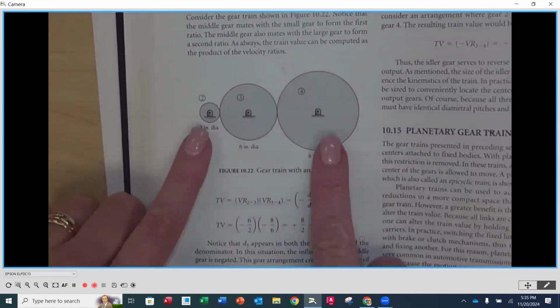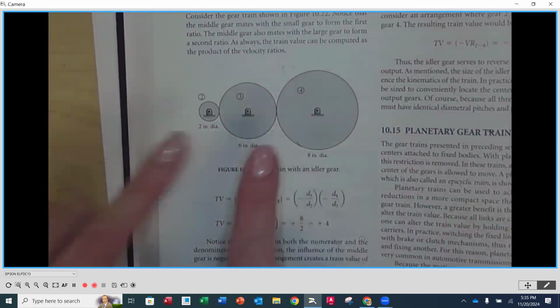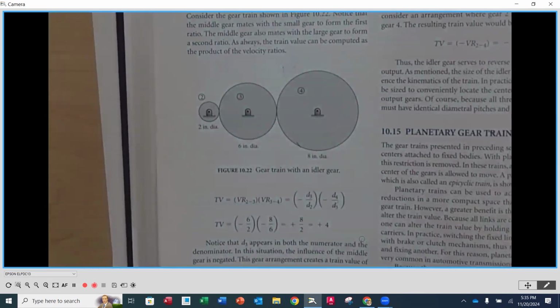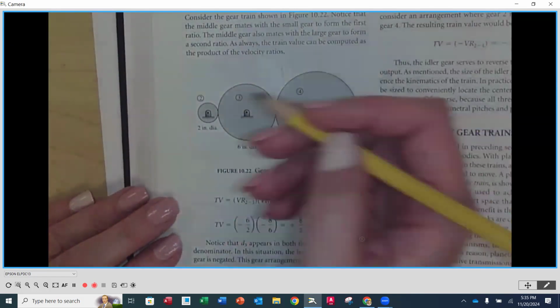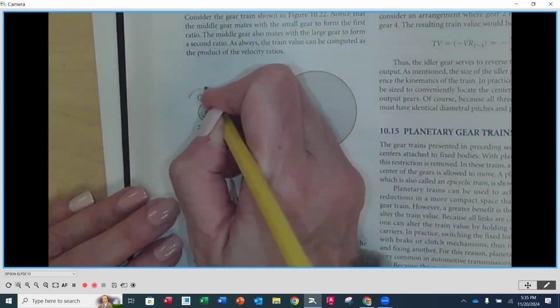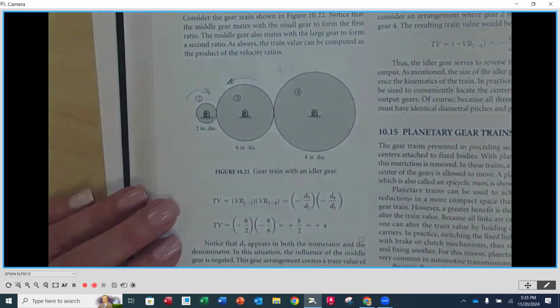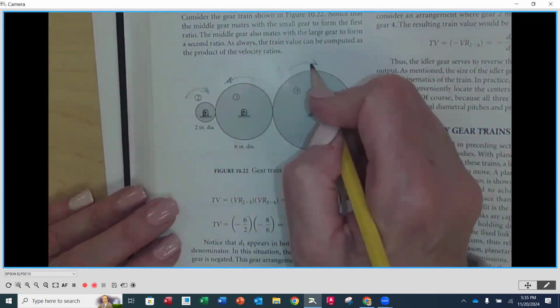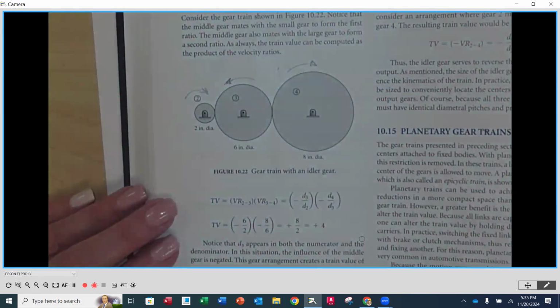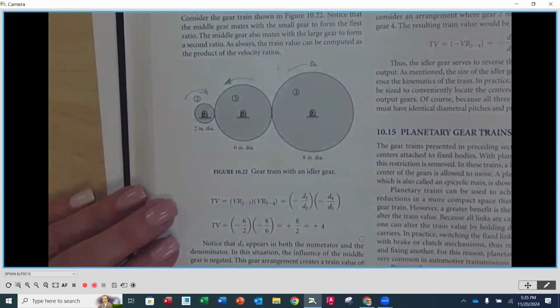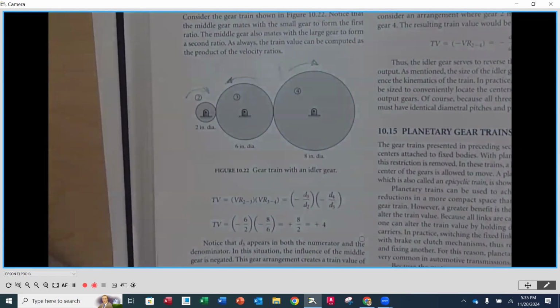So in this case, we could scooch 2 and 4 together and get the same velocity ratio or train value. It won't change the reduction that occurs. But what it does do is change the direction. So if, for instance, W2 is going clockwise, then W3 is going to come back counterclockwise, and then W4 is going to go back clockwise again. Now, like I said, it adds to the center distance, but it does not change the train value.